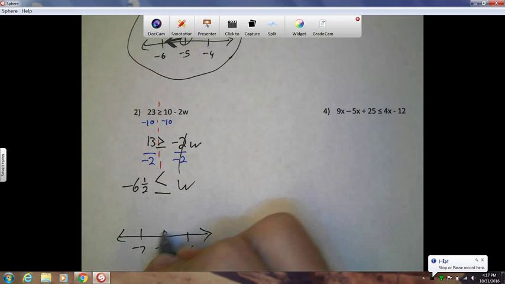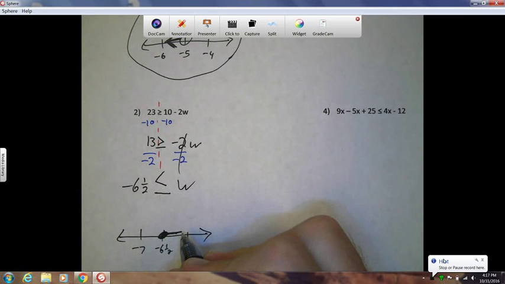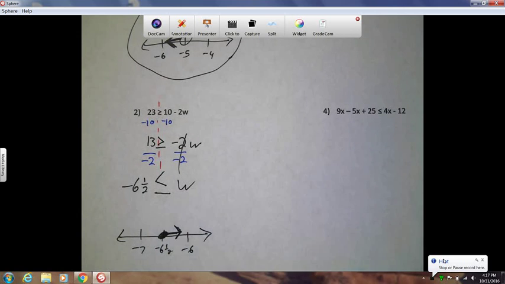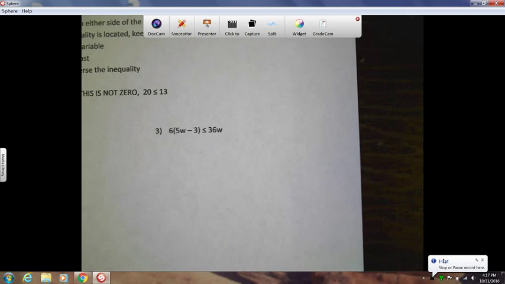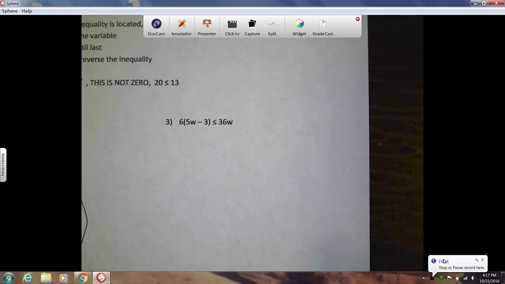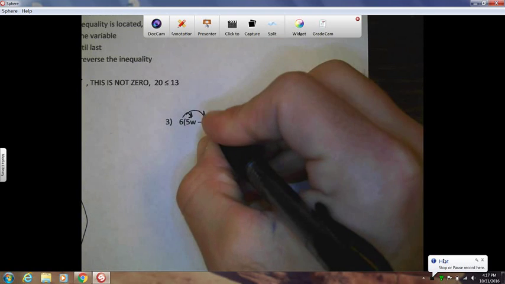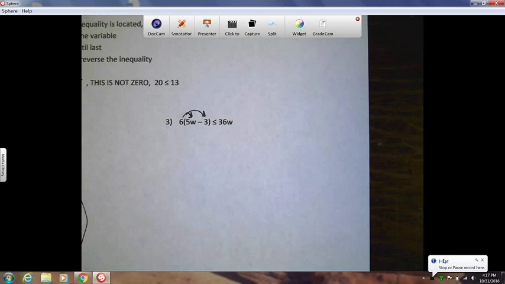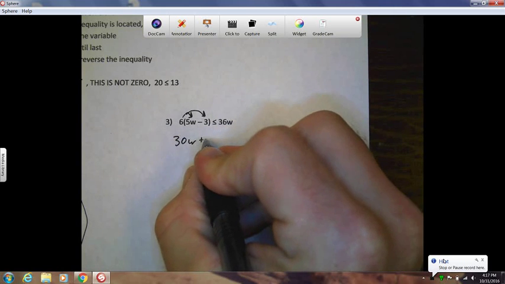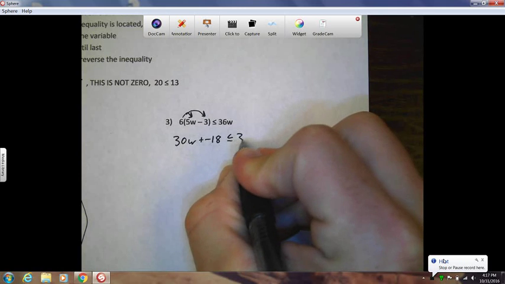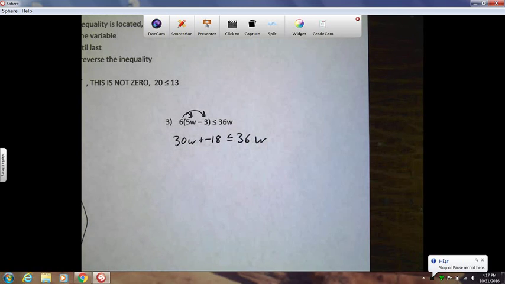It can be equal to, so it looks like that. Number 3. So if you have something like this, you got to simplify as much as you can first. So distributive property. Notice how I use addition of the opposite here, negative 18.